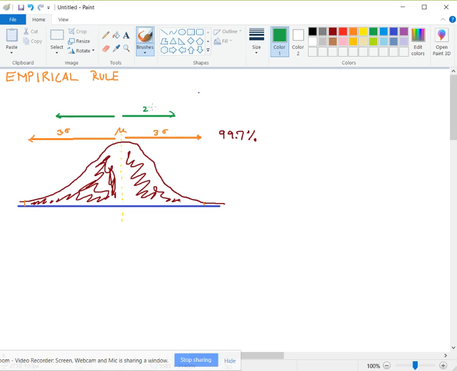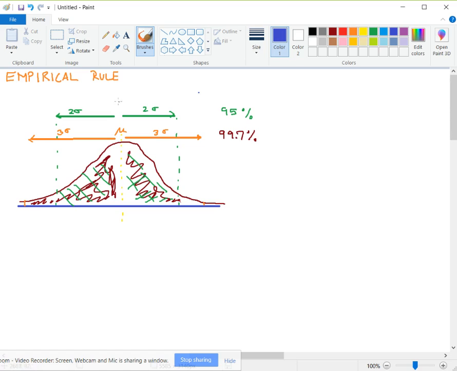So now if we were to go 2 standard deviations, you can see that not as much of the distribution is there, but still quite a bit. If you go 2 standard deviations from the mean in these bell-shaped curves, then you will account for 95% of the data. 2 sigma here.